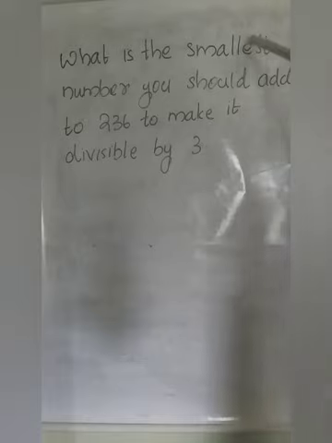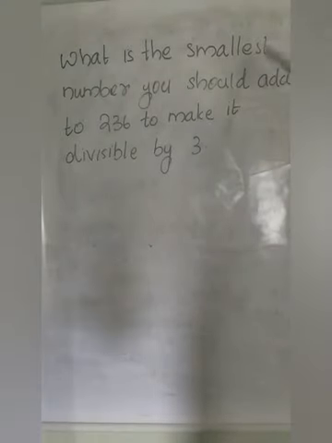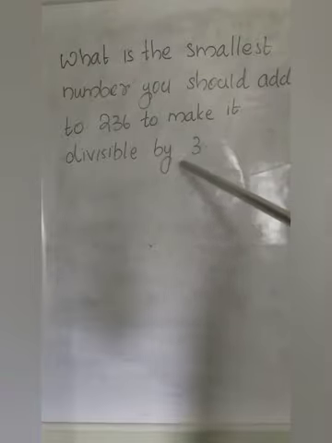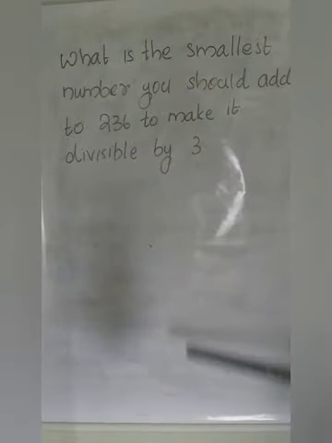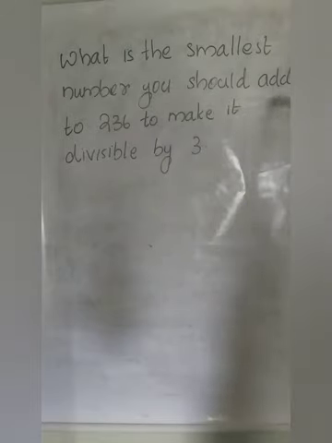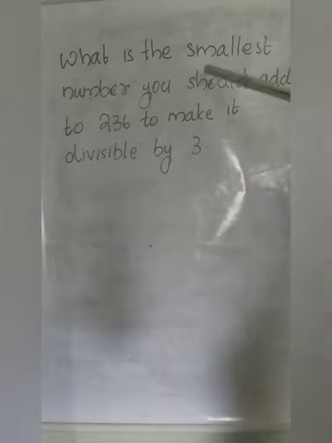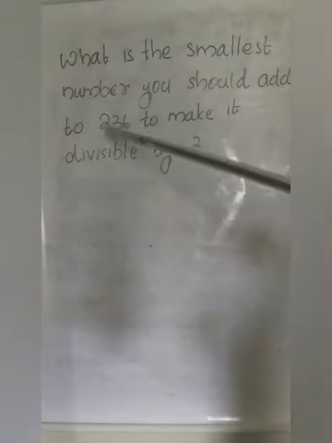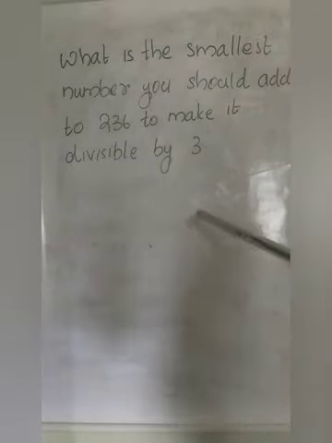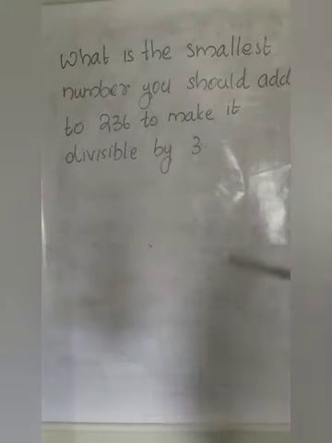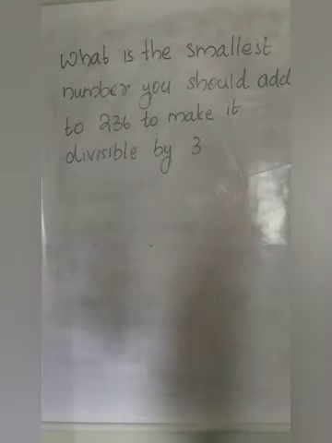What is the smallest number you should add to make 236 divisible by 3? So, same type of question. Here we have to add. In the question they are specifying either to add or subtract. Here they are asking you to add some number to 236 in order to make that number divisible by 3. So let me ask you, what is the divisibility rule of 3?